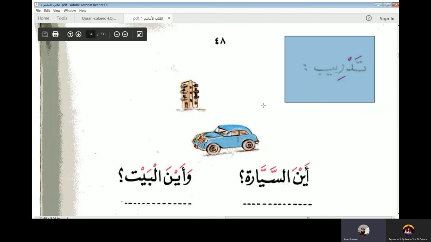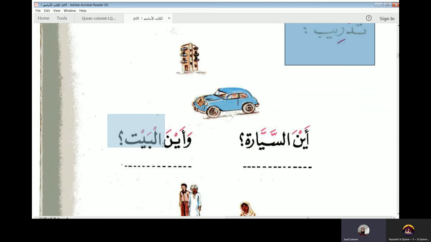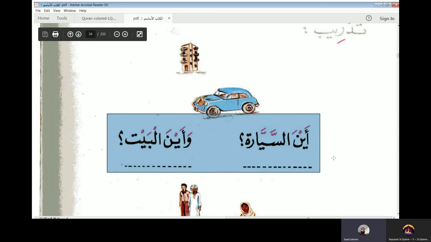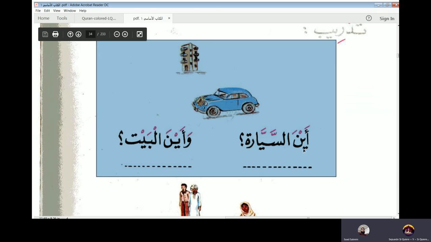Tadrib, exercise. So we'll also record into the picture. Read this. Aina sayara. Good. Where is the car? The question is, where is the car, right? And the answer is: al-sayara huna. The car is here. Good.